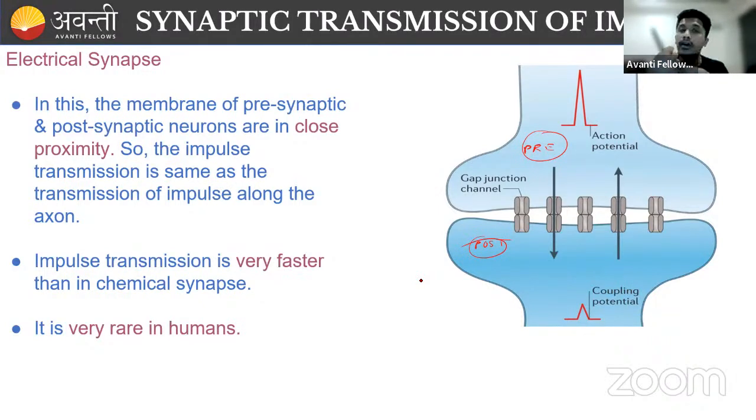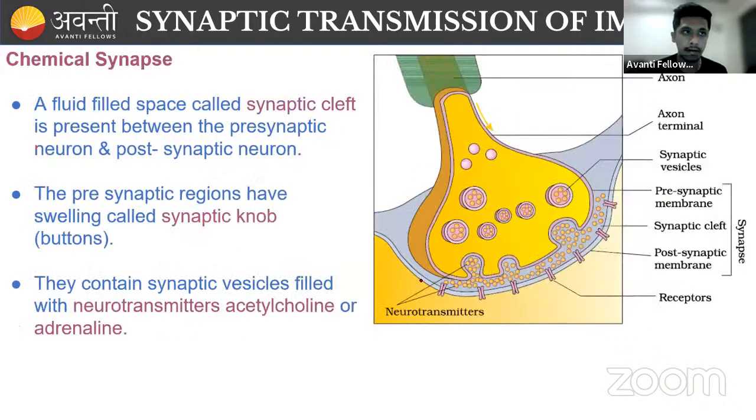Just like how your circuit has to be closed, even in neurons it has to be as close as possible. So if the pre and the post neurons are in close proximity, then the electrical transmission of impulses will take place. As I said, they are very, very fast compared to chemical synapses, and they are very rare in human beings.